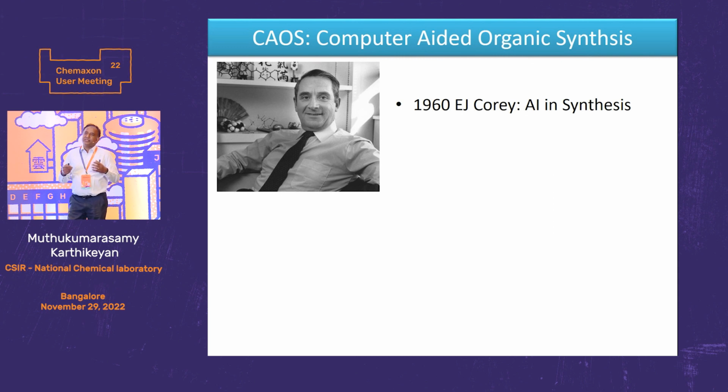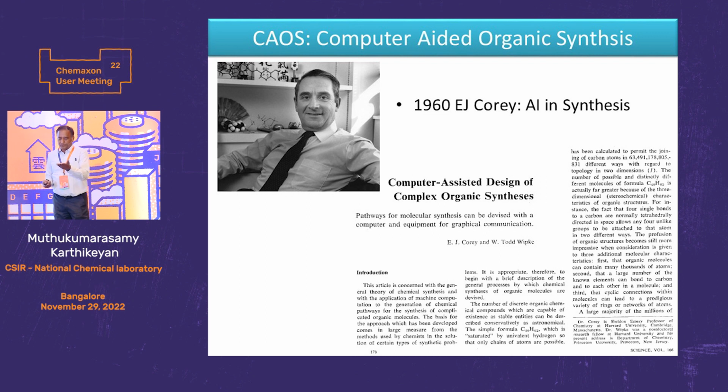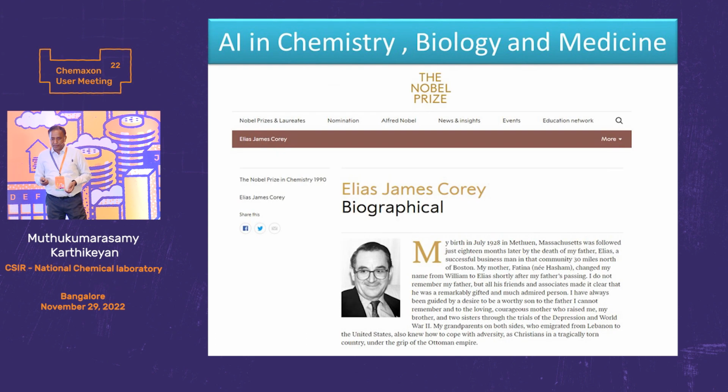When I was in my master's degree, I was fascinated by Corey's reaction, Corey's reagent, etc. But if you see, he used computers in the 1960s for computer-assisted organic synthesis. It was published in Science long ago. If you see the number, it is some 63 trillion or something like that, the ways in which carbon can form bonds to make new molecules. And eventually, of course, he got the Nobel Prize in chemistry. So he was an early adopter of computers in chemistry, and he got the benefit.